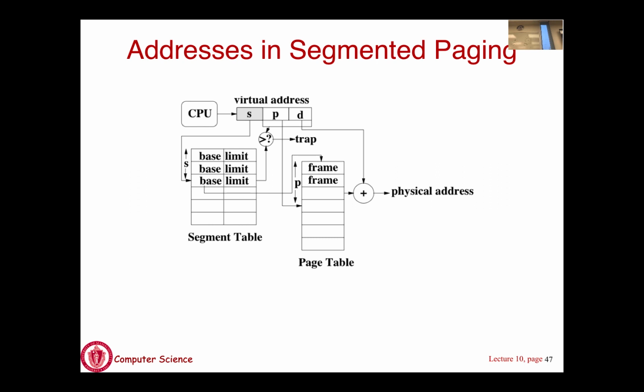So your virtual addresses will still be a segment ID and some offset within the segment. You take that offset and you page that, so then you do a page table lookup and get the actual address.